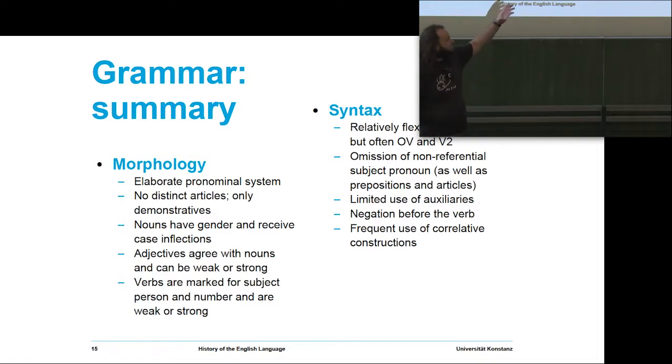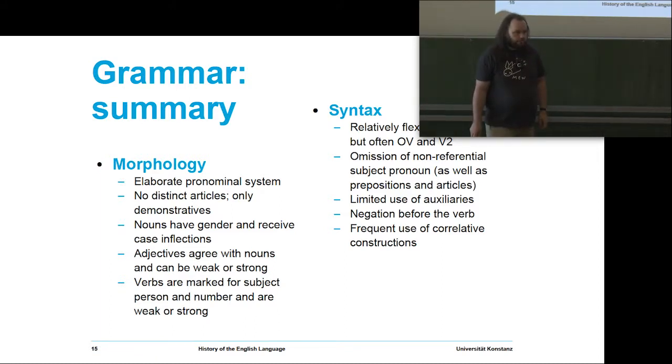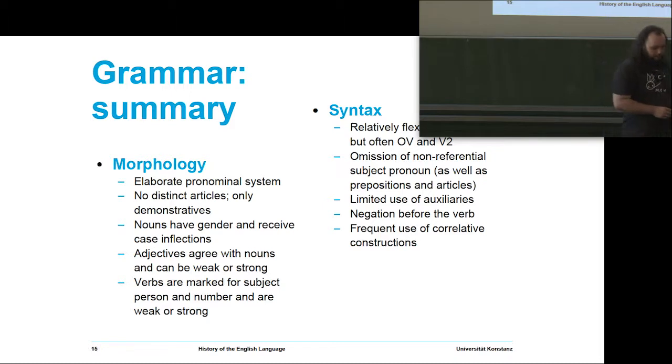Old English can leave subjects out. This is something I spent a while illustrating. Mostly, it's the non-referential subjects that get left out, the ones that to a first approximation don't mean anything. Old English doesn't use auxiliaries very much. It certainly doesn't use do as an auxiliary like the present-day language does. It has a negation particle ne that comes before the verb, and it has frequent use of correlative constructions. Those are the key properties that we've covered today. Any questions before we leave Old English grammar behind?